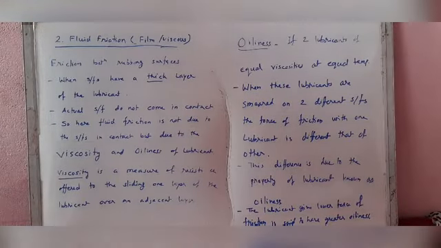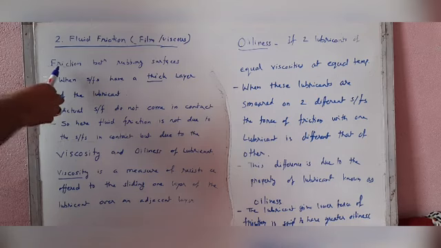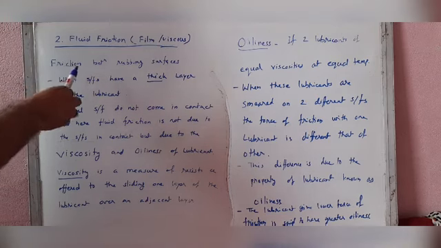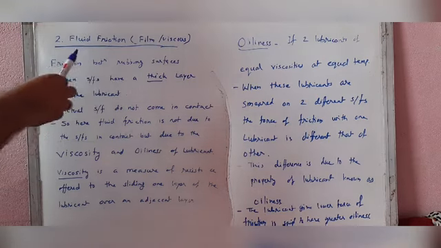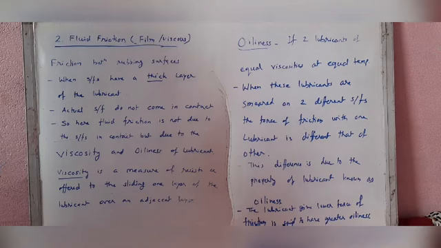Dear students, next is fluid friction. This is film or viscous type. In this type of friction, this friction is between the rubbing surfaces. The two surfaces are there, and because of these rubbing surfaces, this type of friction is experienced.